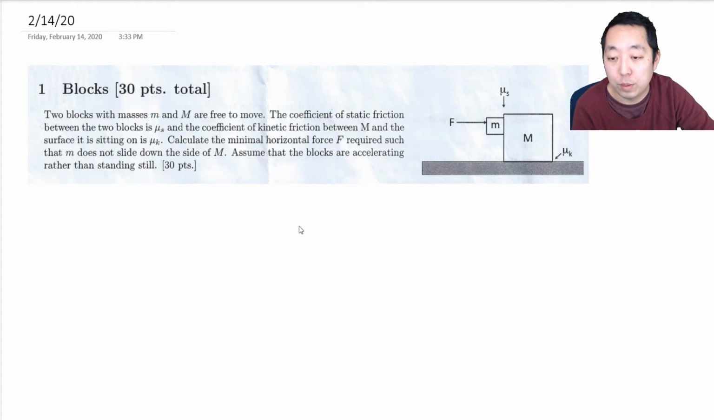Okay. So I've got to do a free body diagram for each of these. I've got little m here. It's got a force to the right, F. The block must push back with a normal force, and I'm going to say it's from big M. And this is little m.